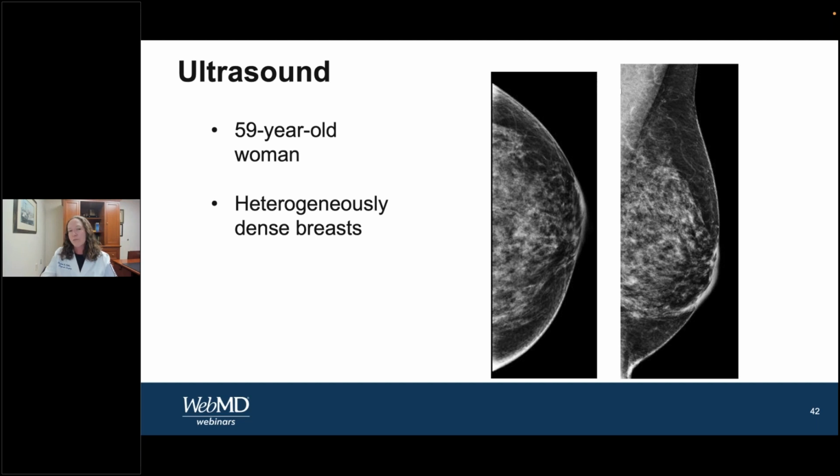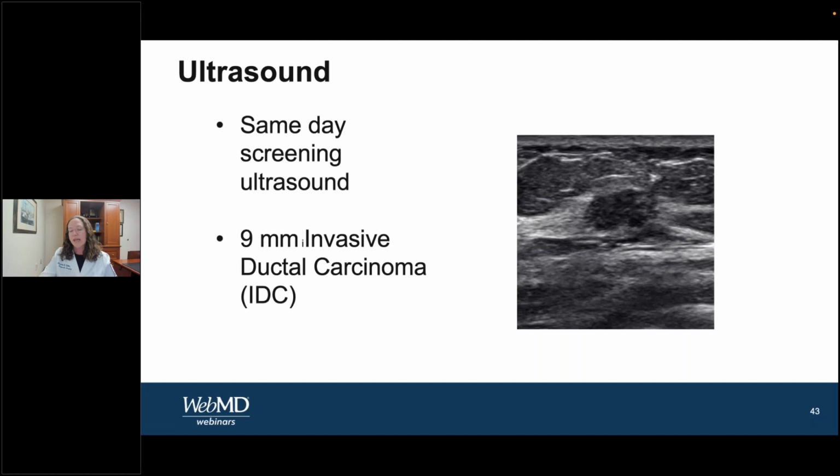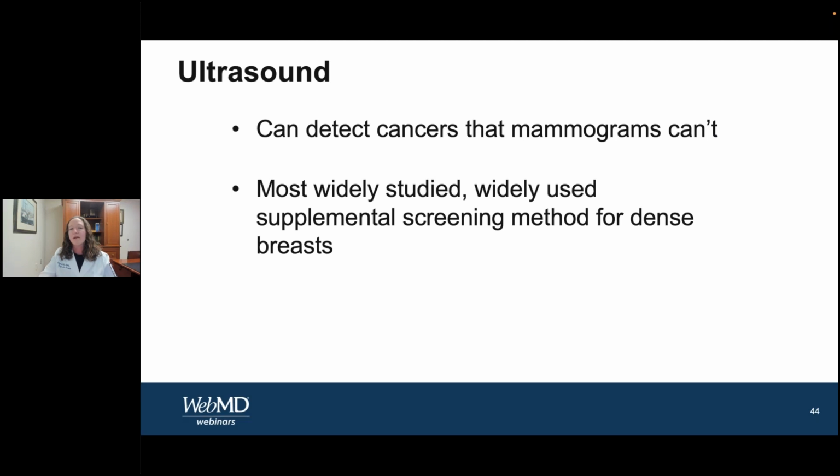She underwent additional or supplemental screening with a same-day breast ultrasound, where we look at both breasts completely using ultrasound, and we identified a 9mm invasive ductal carcinoma, so a small breast cancer in this patient that was not visible on her mammogram. So that would be the benefit of supplemental screening.